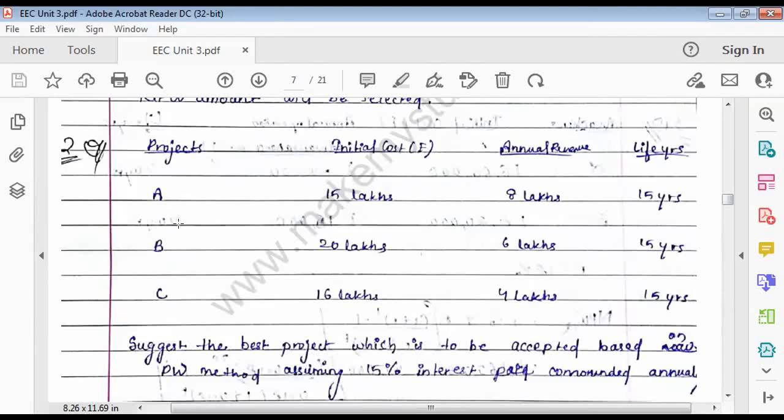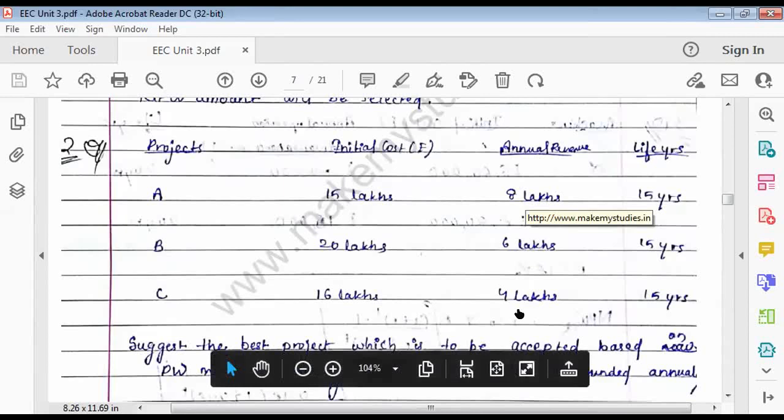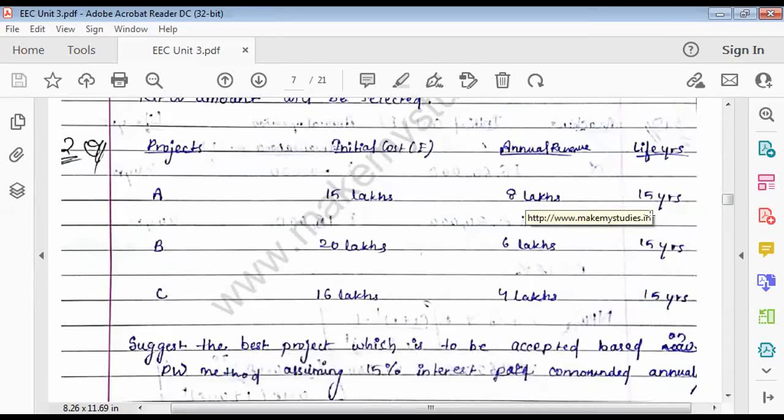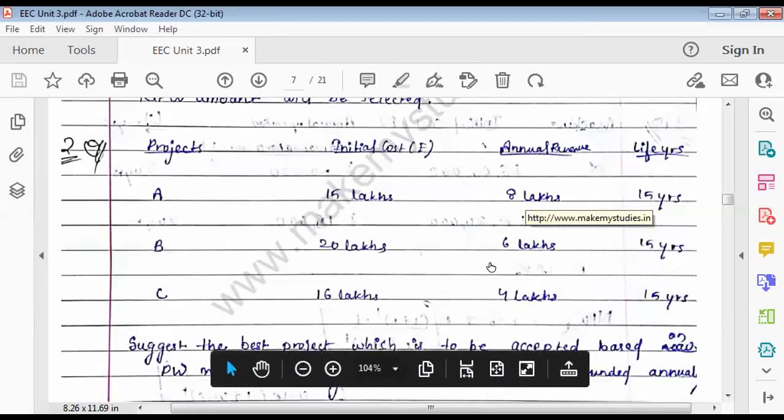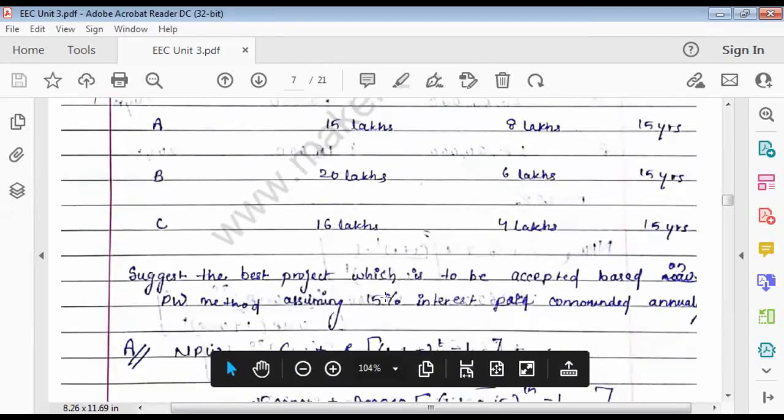A, B, and C: 15, 20, and 16 lakhs respectively. That is the initial cost. Annual revenue, this is annual, it will come every year: 8 lakhs, 6 lakhs, and 4 lakhs. And life in years is 15 years each. Correct? And the rate of interest is 15%.